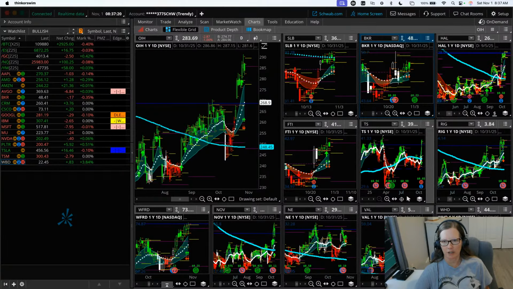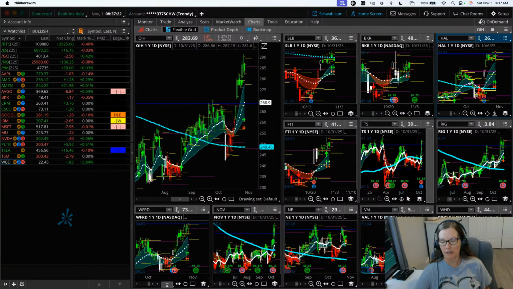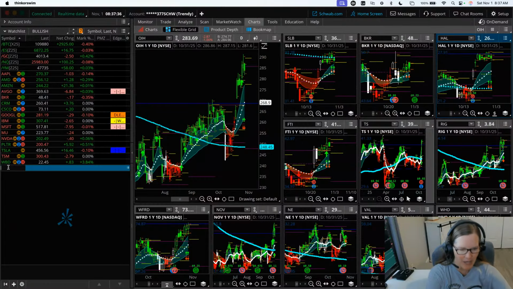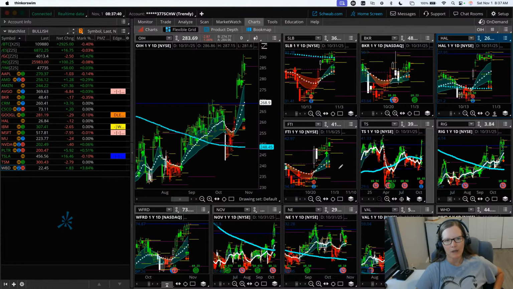That's looking good. Halliburton is actually a name that I have in my long term account. But Halliburton is showing relative strength here. It's above the daily cloud with green candles. I'm going to add Halliburton. What else? FTI doesn't have enough liquidity, really.